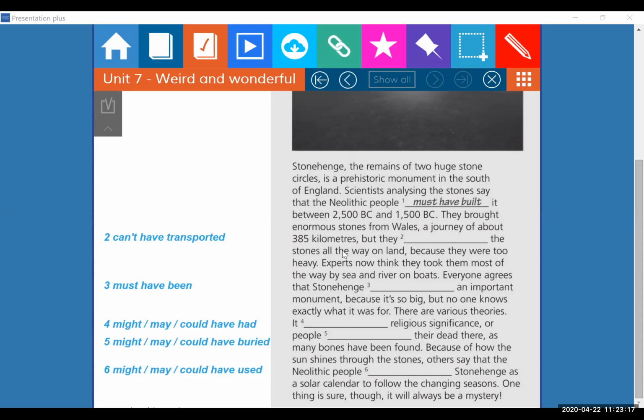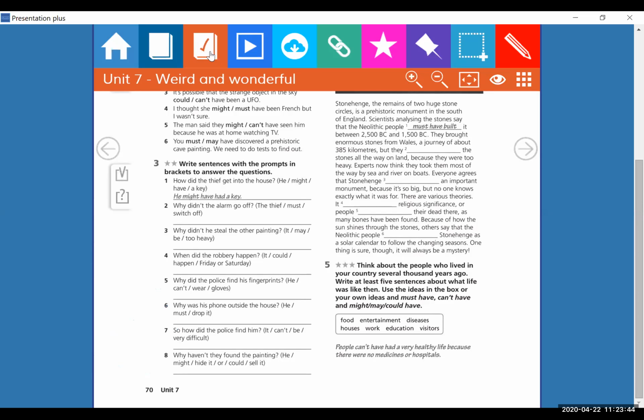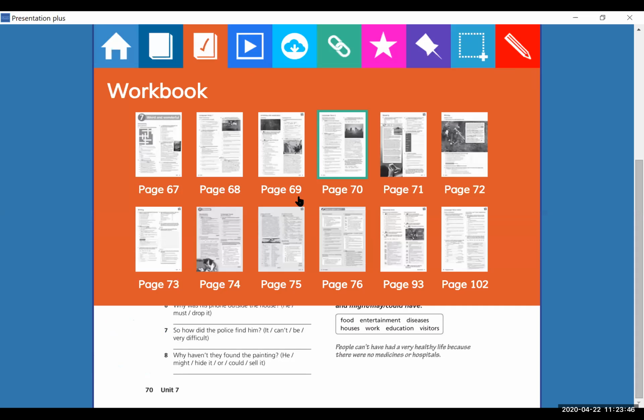Helen, hopefully I'll be sharing the code with you, okay? If you cannot sign in, because we have already created the class for you and your friends, okay? So can't have transported, must have seen, might or may or could, for these three successive numbers are the answers, okay? So guys, in the workbook, what page was it?